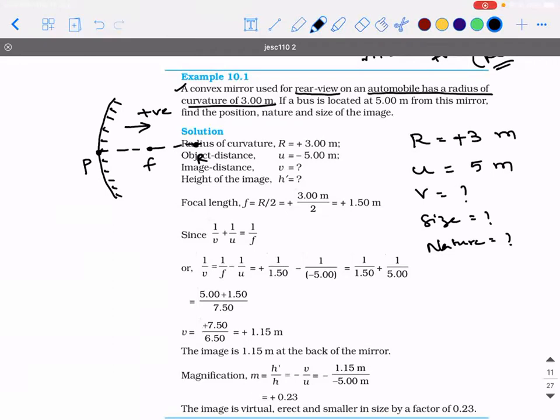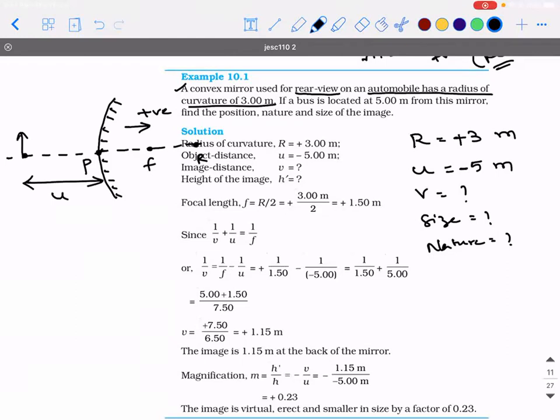Always. So the radius of curvature of a convex mirror is positive. But the bus is somewhere over here. Okay, the bus is on the left hand side. So U is going to be negative. Guys, are you able to understand? So R is positive, U is negative.